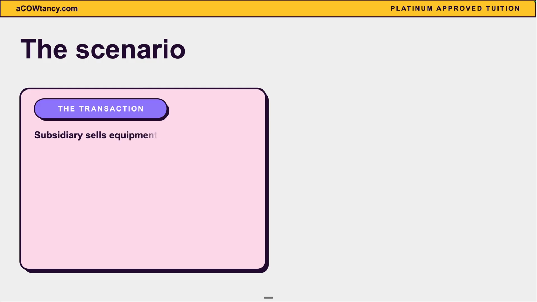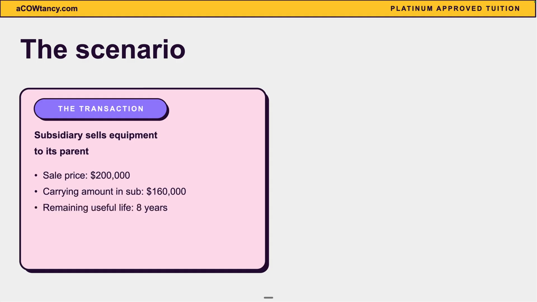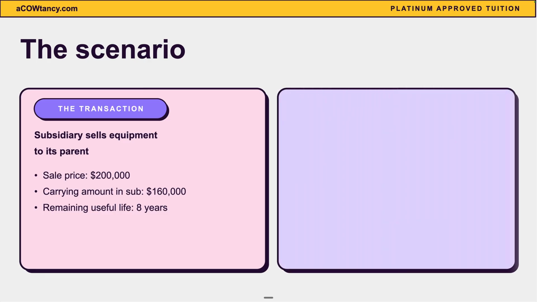So here's the scenario. Subsidiary sells equipment to the parent. Sale price 200,000, when it was in the sub for 160,000. Can you see that the sub has made a 40,000 profit, but the group hasn't, because the group is both the subsidiary and the parent. And the remaining useful economic life is 8 years. So presumably the sub was depreciating 160,000 over 8 years, but now the buyer would depreciate 200,000 over 8 years. So there'd be some extra depreciation.